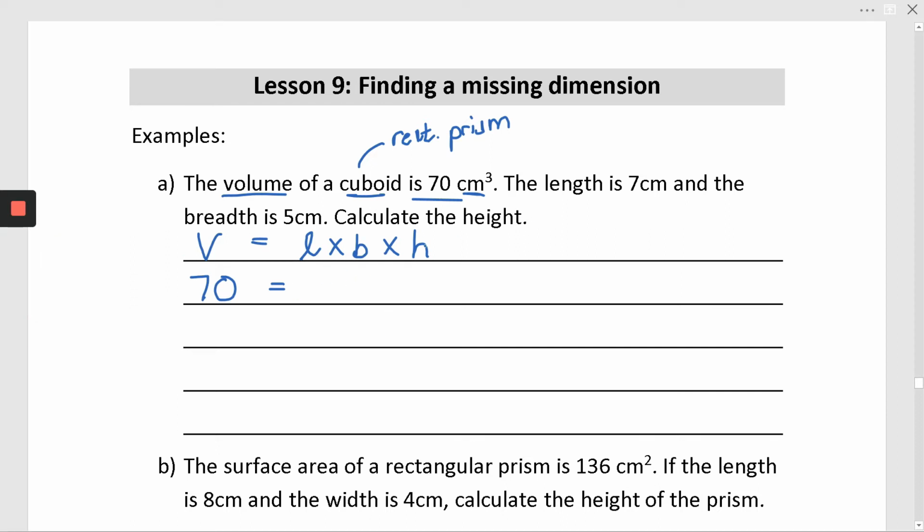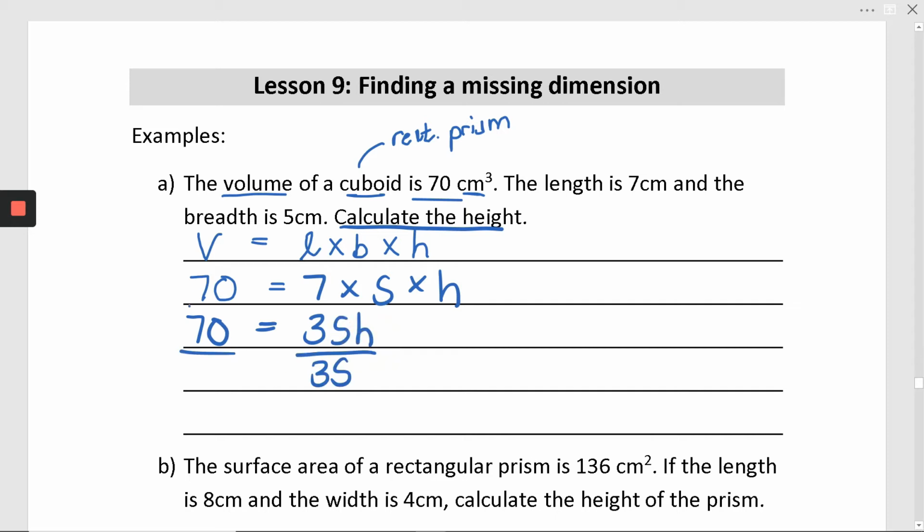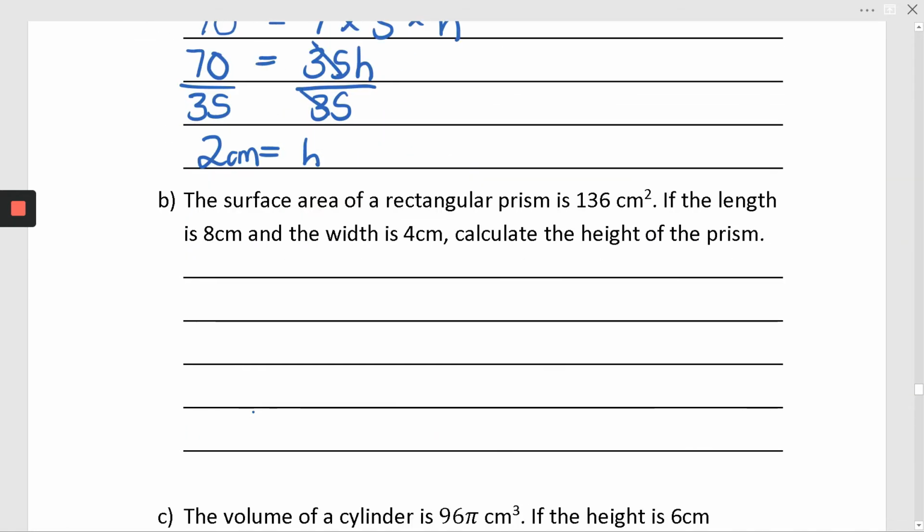I'm going to sub in length is 7, breadth is 5, height, calculate the height. I don't know. But I can do some multiplying. 70 equals 7 times 5 is 35, times h, and I can just stick it to the number. Then I'm going to divide both sides by 35 to get h, the height, by itself. What is my unit? Centimeters.